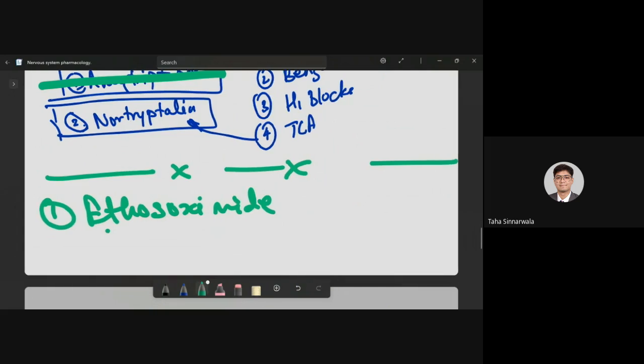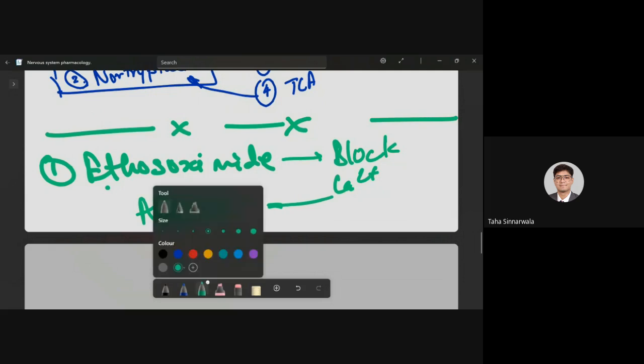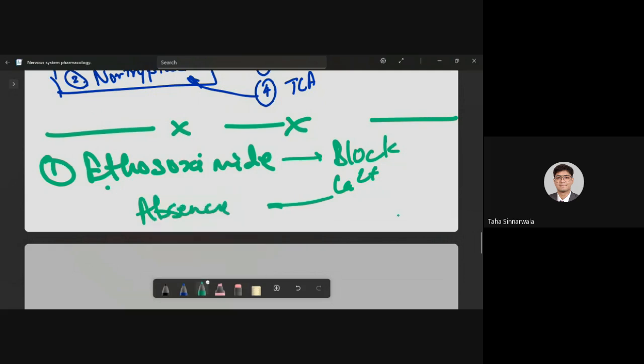Now, ethosuximide is very easy. You don't need to remember any side effects. There are only 3 things you need to remember. Ethosuximide blocks calcium channels, and it is used for the treatment of absence seizures. That is all you need to remember about ethosuximide. Very simple things. Ethosuximide blocks calcium channels and is responsible for treatment of absence seizures.